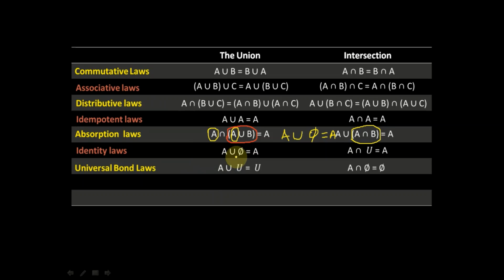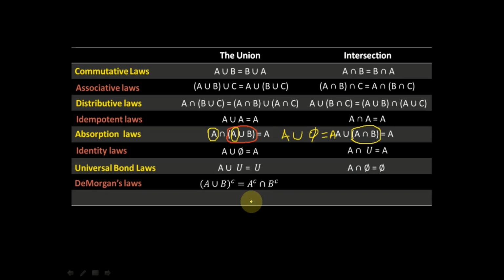Then now we have that under the intersection column we have the intersection of A and empty. The intersection of A and empty is empty. Why? Because there's no way empty can intersect A, because empty is nothing. So there's no way they can intersect each other. So now the result will be empty.